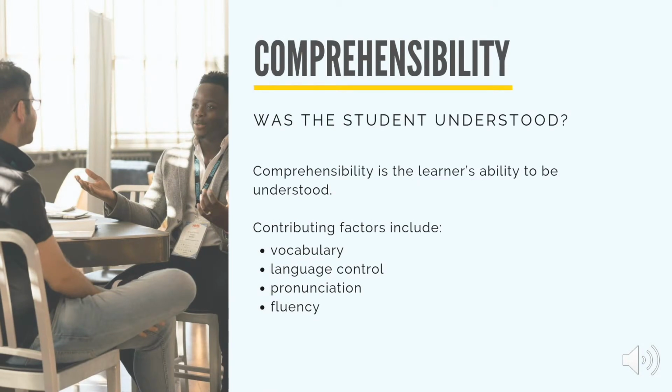Comprehensibility. Was the student understood? Comprehensibility is the learner's ability to be understood by a sympathetic speaker, for example, a teacher or someone accustomed to dealing with language learners. Contributing factors include vocabulary, language control, pronunciation, and fluency.